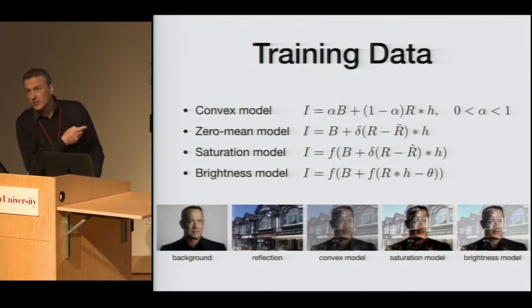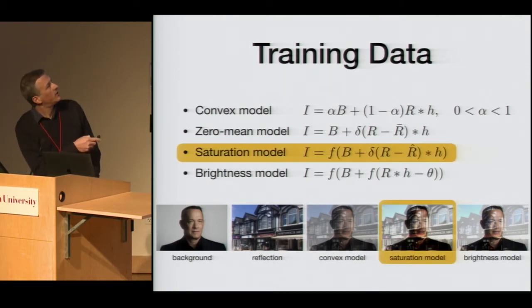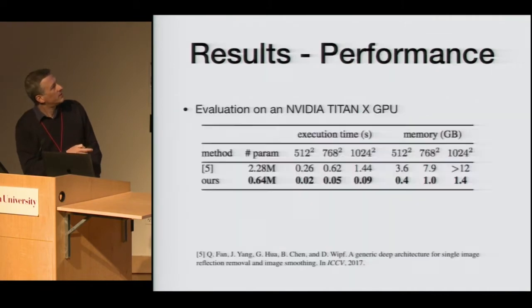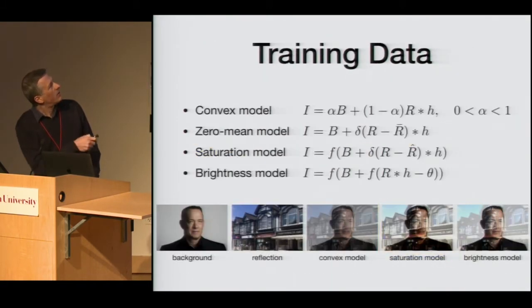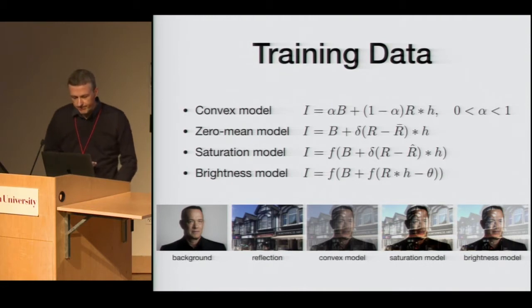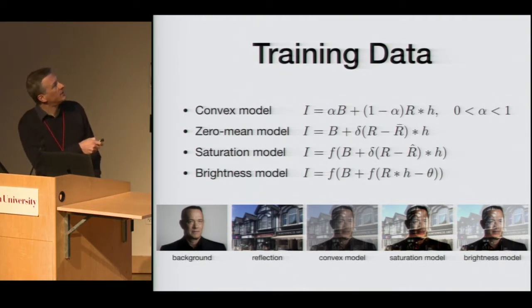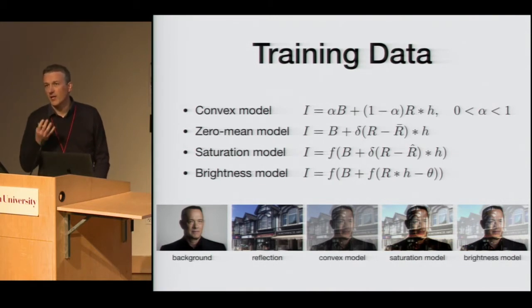Then, based on our analysis, we employed the zero mean model, where basically we remove the mean from the reflection, and we add a small delta to then create some variability in the contrast. This model, however, may have negative values or may have values above the maximum value in the images.